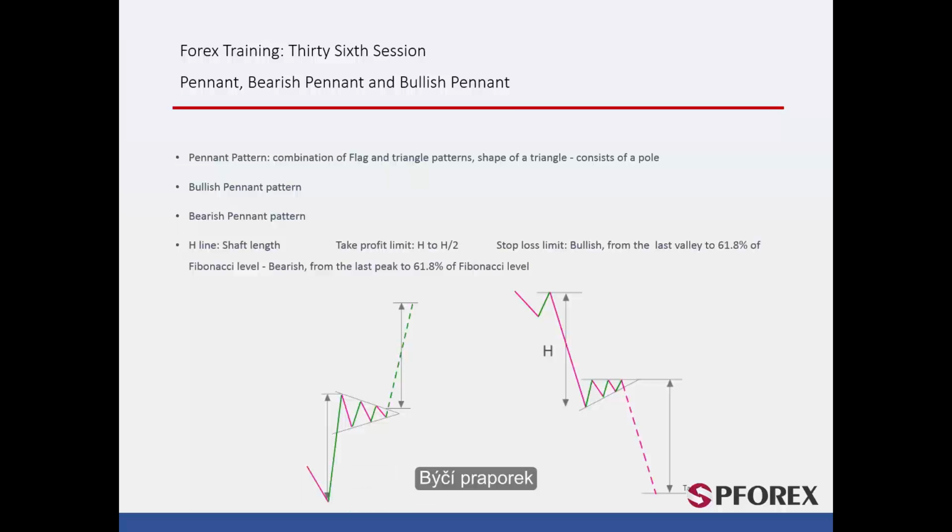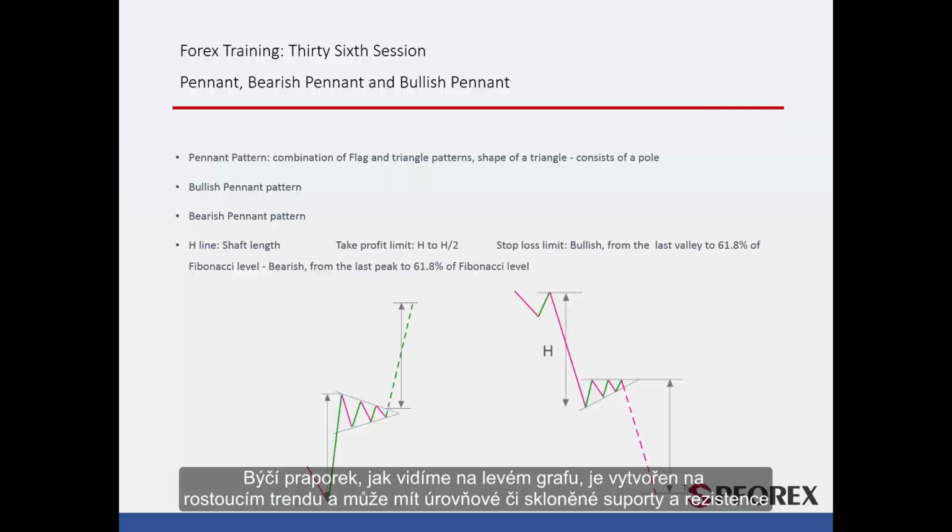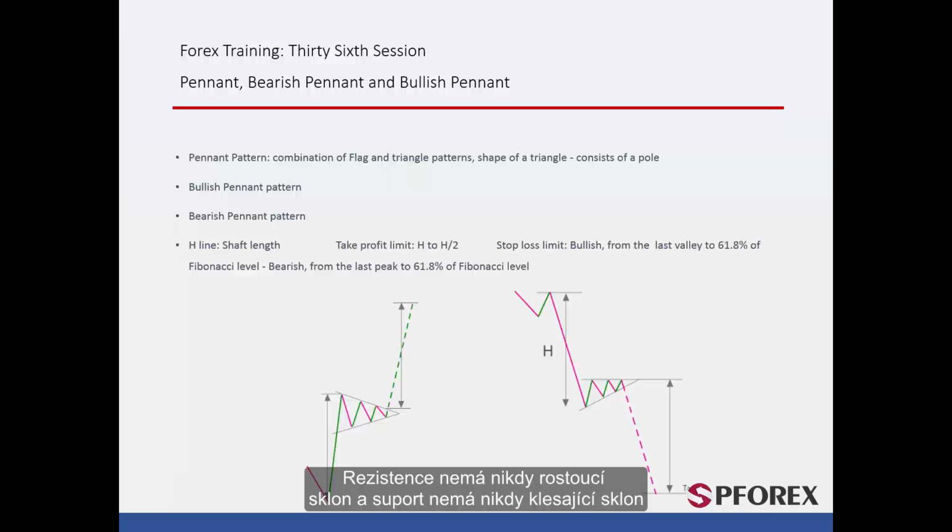Bullish pennant. Bullish pennant, shown on the left graph, is formed on an upward trend, which may have level or gradient support and resistance lines. Resistance line never has an upward slope, while the slope of the support line never forms downwards.